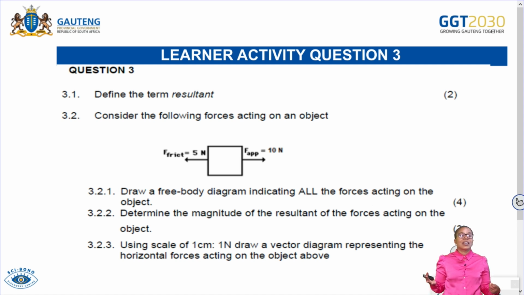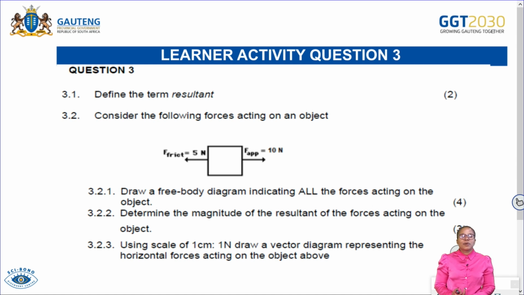Okay, not that they are the only ones acting onto the block. Draw a free body diagram indicating all the forces acting onto an object. Remember what we said about the mark allocation, which is equivalent to the number of forces that are acting onto an object. So there has to be 4.